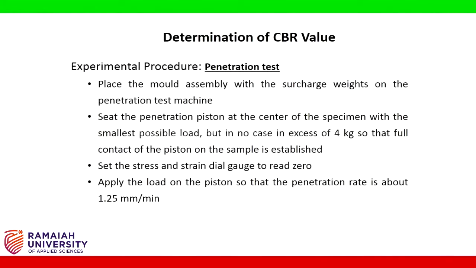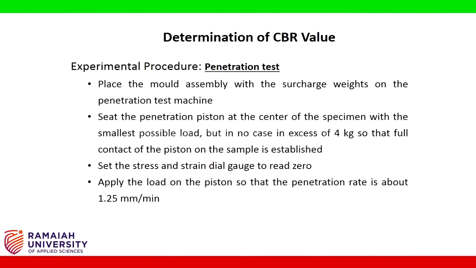Penetration test. Place the mold assembly with the surcharge weights on the penetration test machine. Seat the penetration piston at the center of the specimen with the smallest possible load, but in no case in excess of 4 kg, so that full contact of the piston on the sample is established. Set the stress and strain dial gauge to read 0.